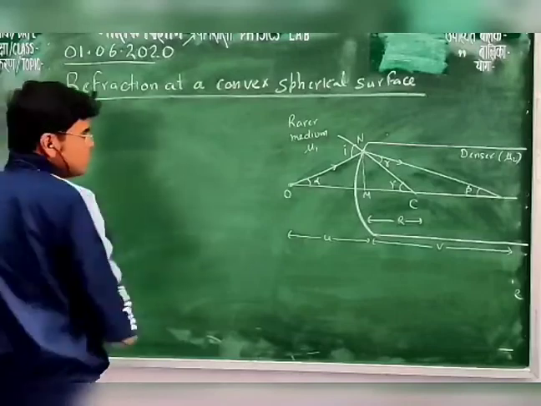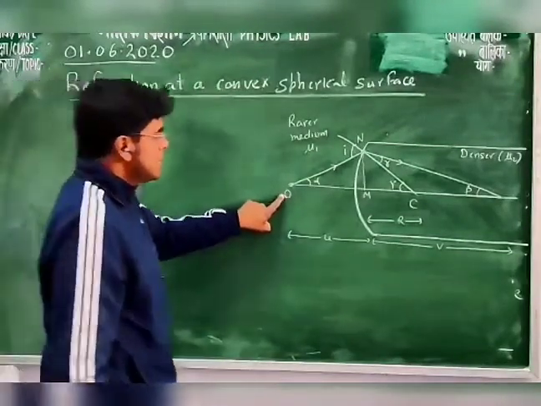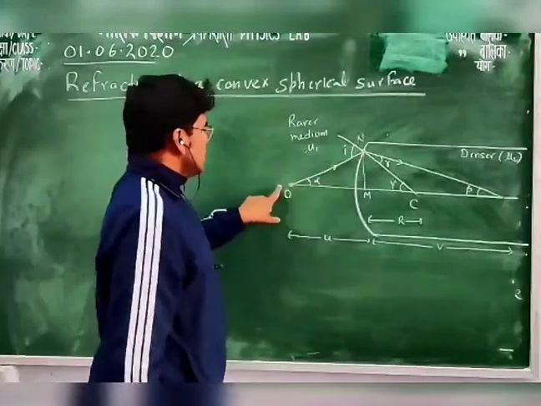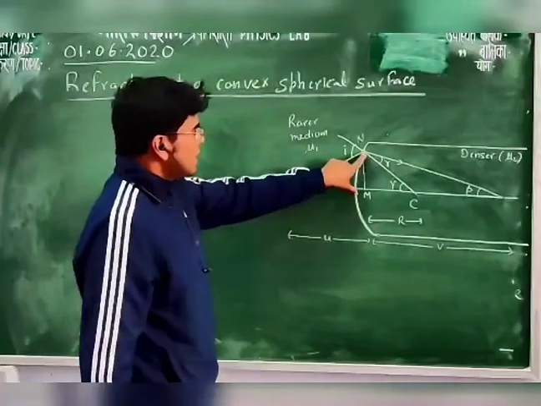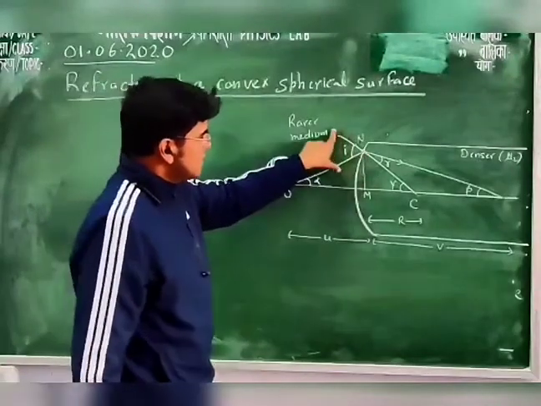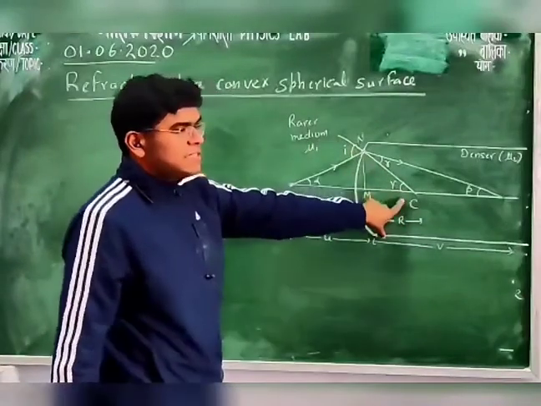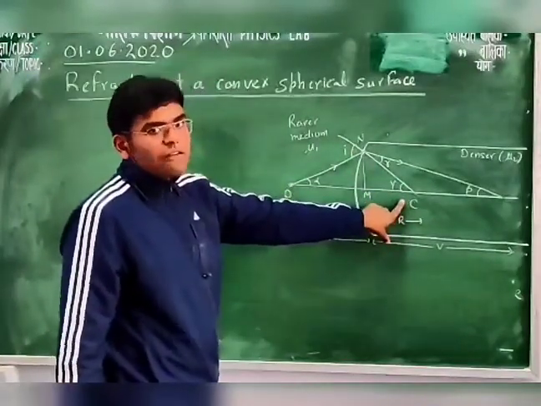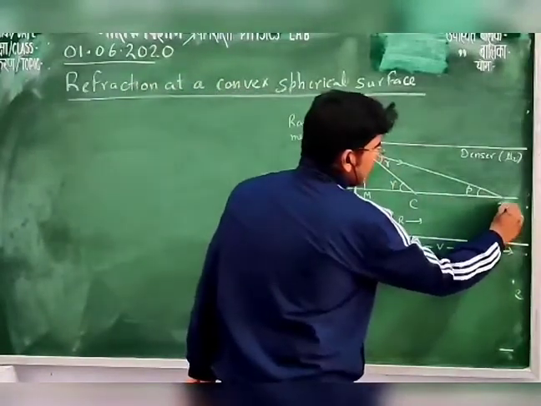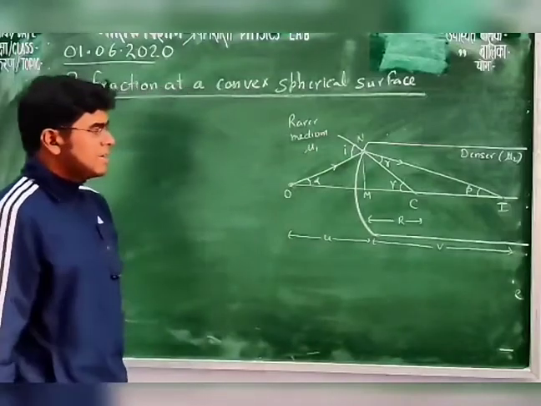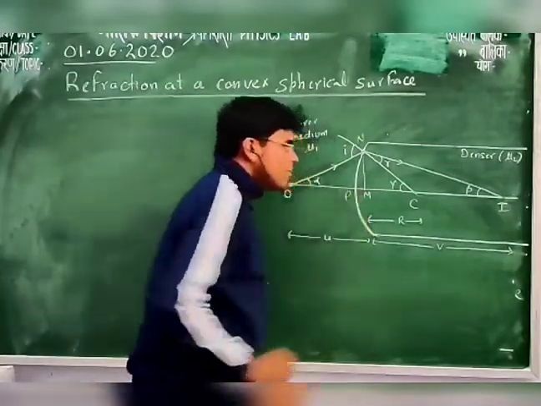As I have told you, O is the point object kept on the principal axis. The light ray incident from O strikes this surface. This is the normal we have drawn to the surface, which passes through the center of curvature, and it is meeting at this point I.